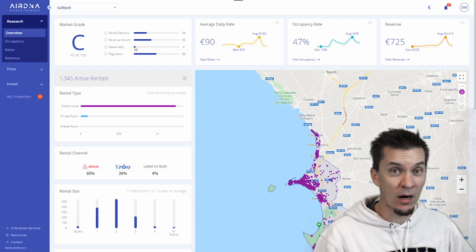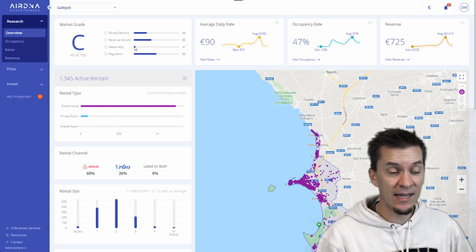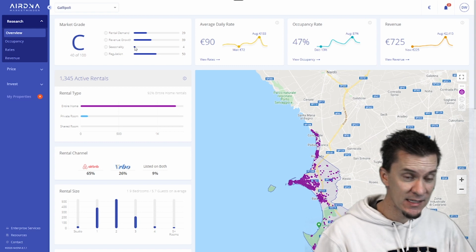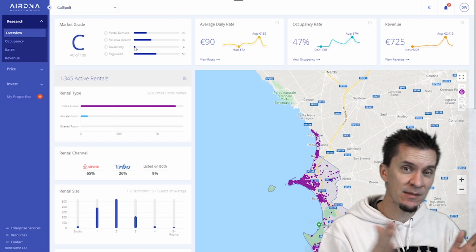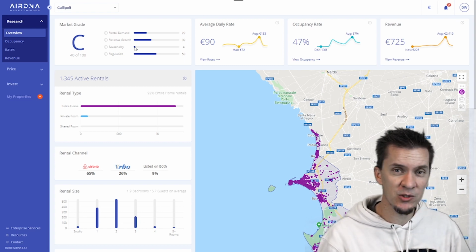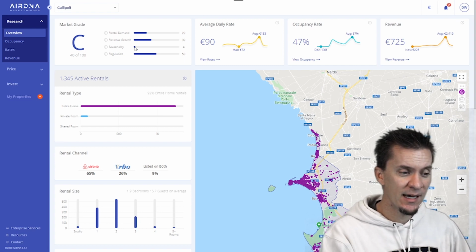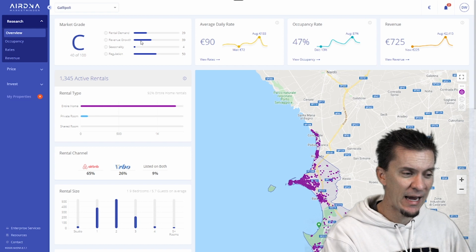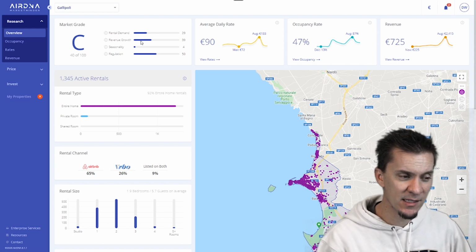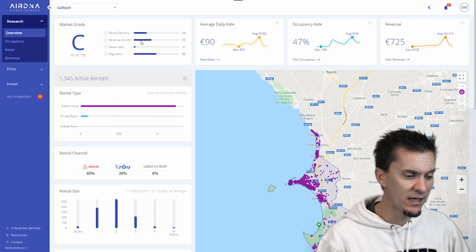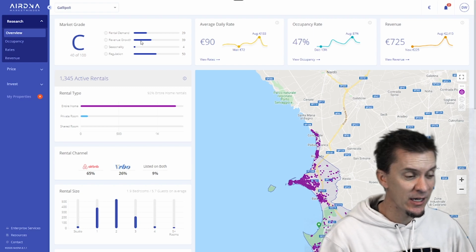Lecce is a large city, so people will come and visit more often for business purposes, and so the season's a bit longer. So that's a potential reason that it has a lower score in Gallipoli. And the revenue growth actually is a little bit higher, rental demand's a little bit higher. Yeah, anyway, interesting. That's okay. I was hoping for a better market, but I got a C. I guess that's still a passing grade.